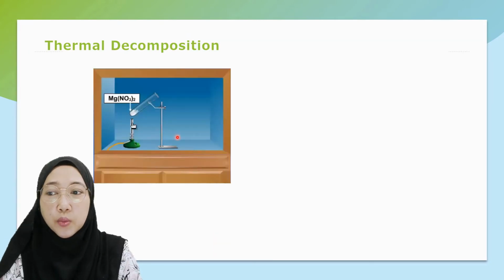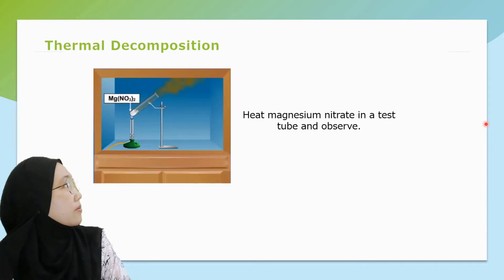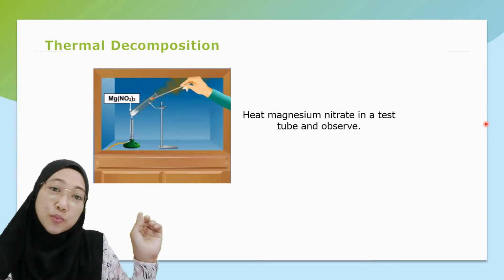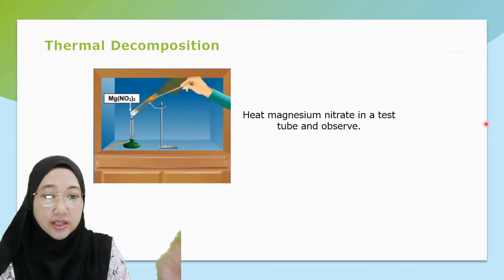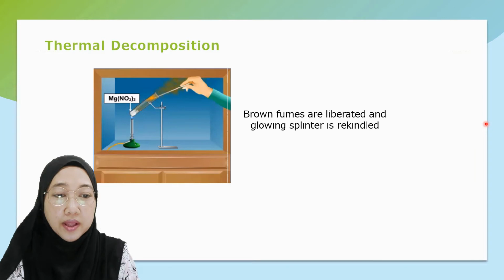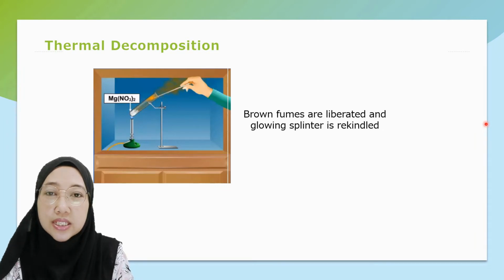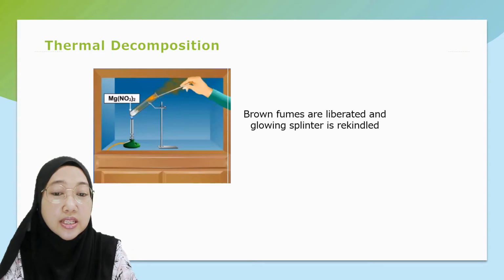First we look at the thermal decomposition of magnesium nitrate. Heat magnesium nitrate in a test tube and observe. The reaction produces brown gas. You can see the brown gas. So brown fumes are liberated and the glowing splinter is rekindled. Biasanya kita gunakan glowing splinter ni untuk detect oxygen gas. Bila glowing splinter ni menyala, menunjukkan kehadiran oxygen gas ada di situ.